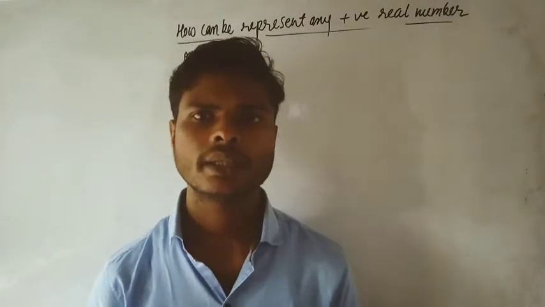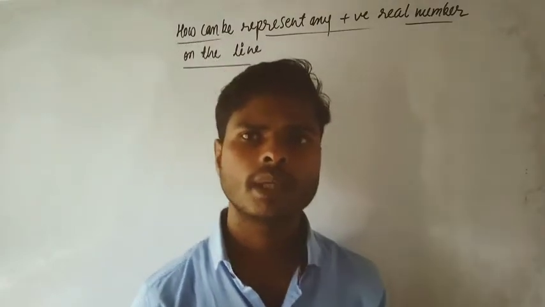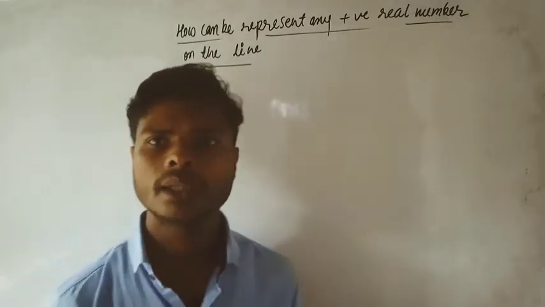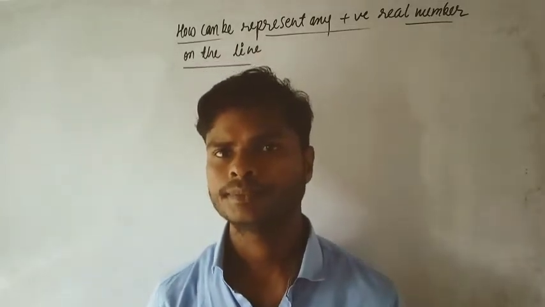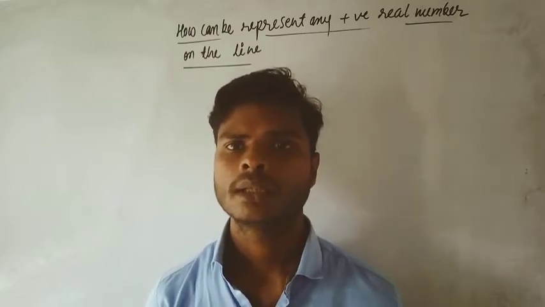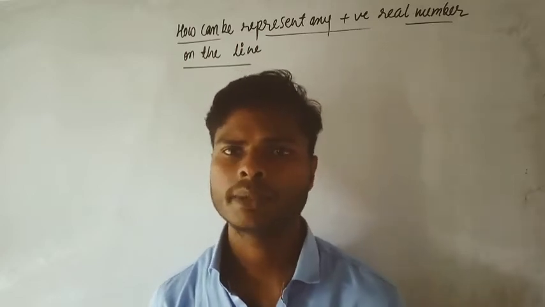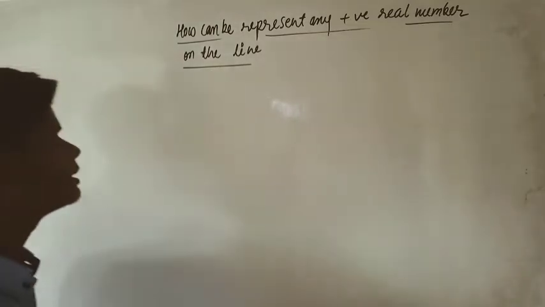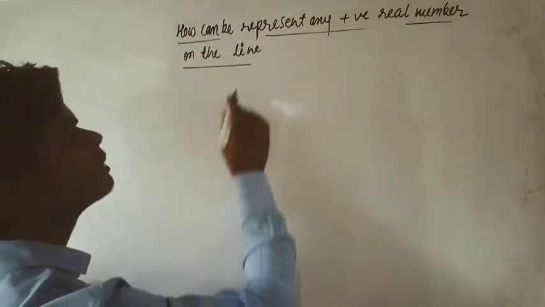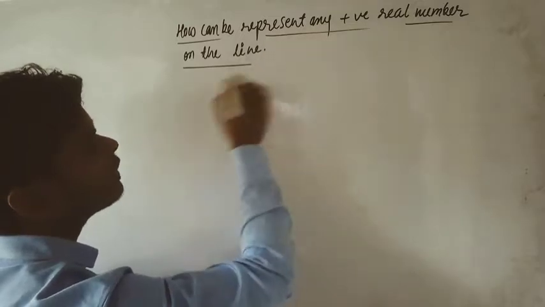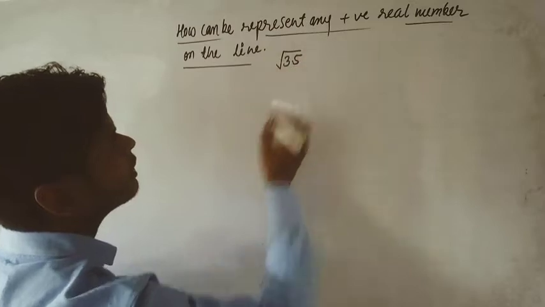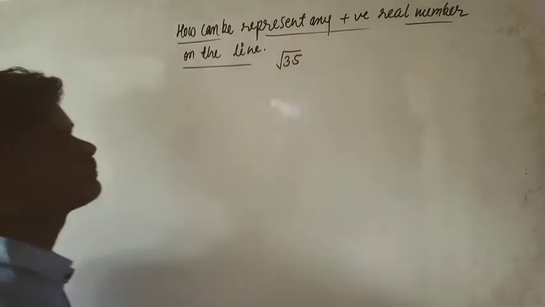Dear students, in this lecture we will discuss how we can represent any positive real number on the number line. We describe this concept with an example. First we describe how we can define square root 3.5 on the number line.